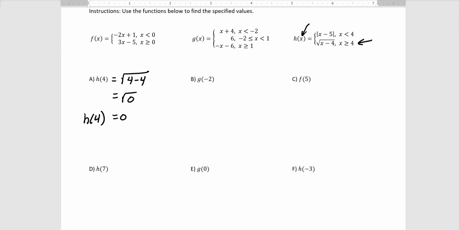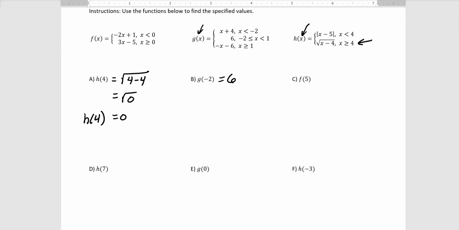Let's find out. g of negative 2, which equation will I plug it into? g of negative 2 is going to go into this middle one here. And the middle one, since it's less than or equal to negative 2, is just 6. So I can just say g of negative 2 equals 6. That's all I need to do for that one.